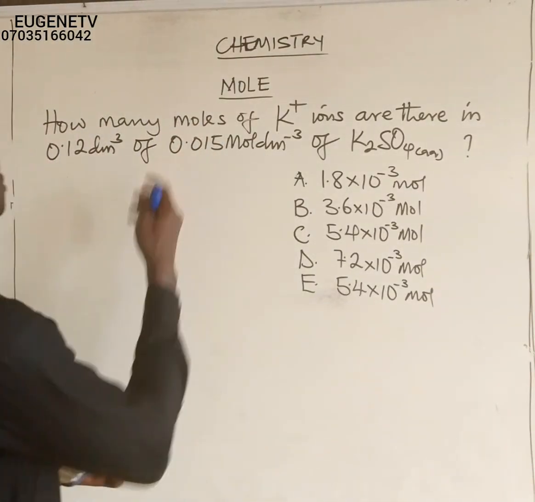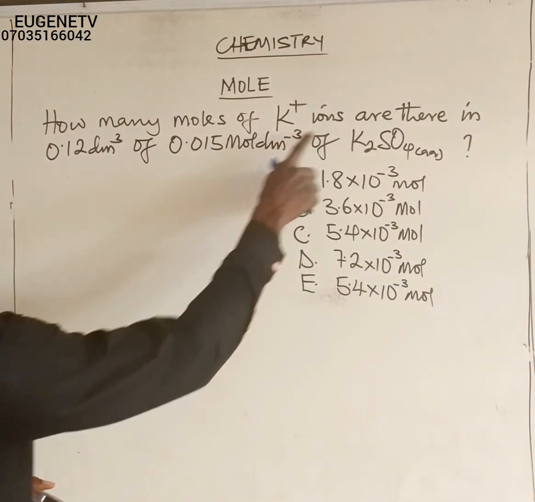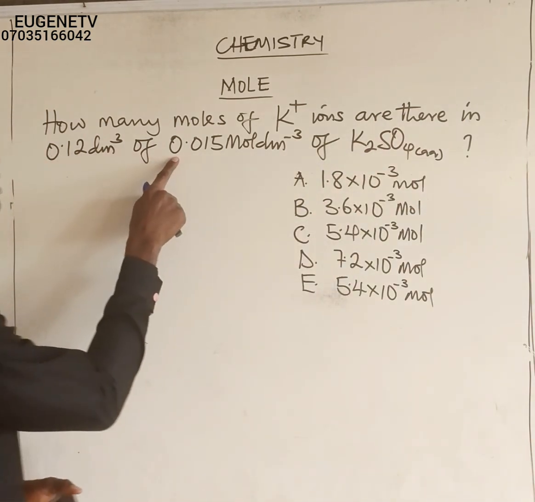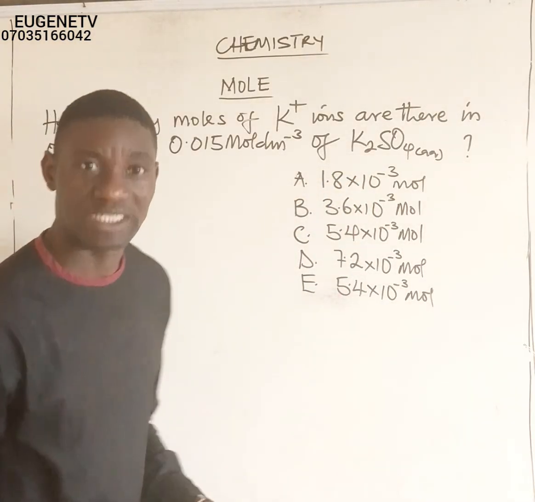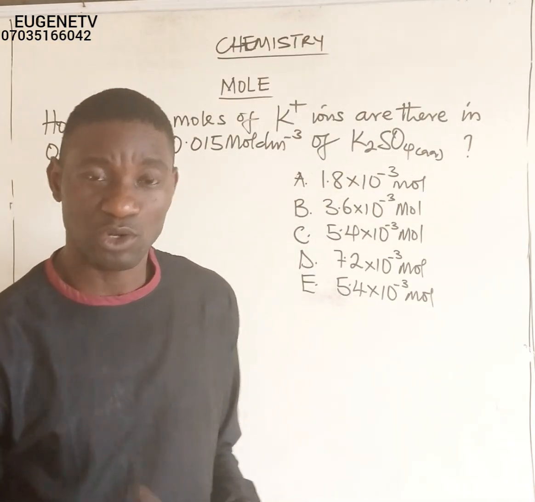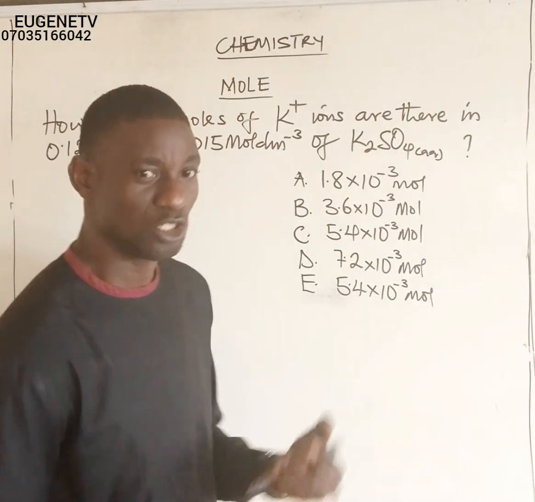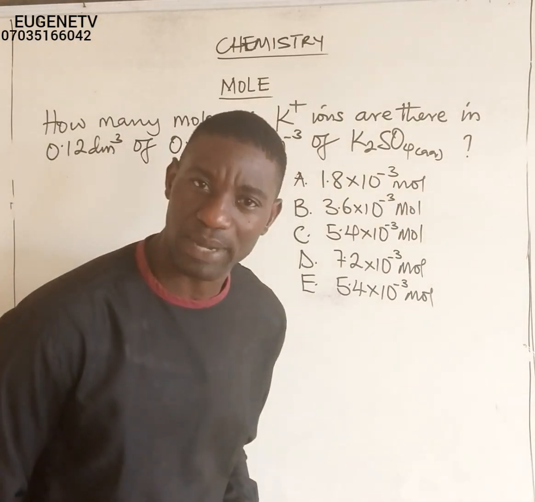Alright, let's take a look at this question. The question says, how many moles of potassium ion are there in 0.12 dm³ of 0.15 mol/dm³ of potassium tetraoxosulfate(VI)? This question is hard, right? No, it is not hard. It's very, very simple. Alright? If you see a question like this, please don't panic.